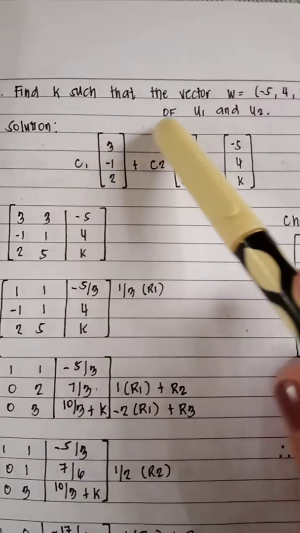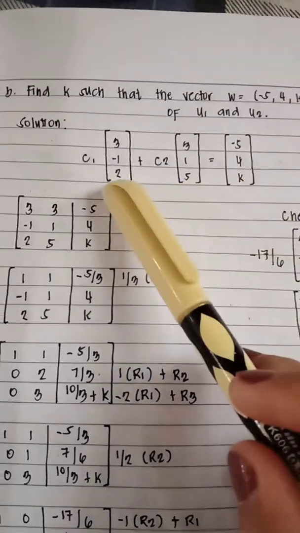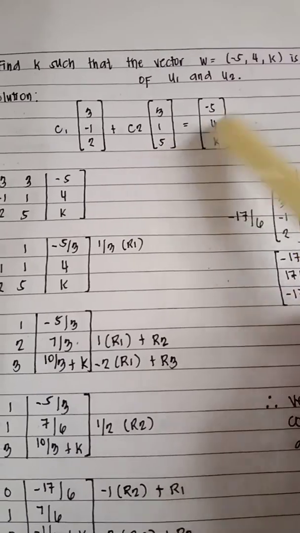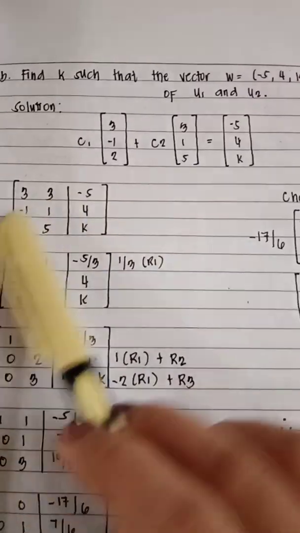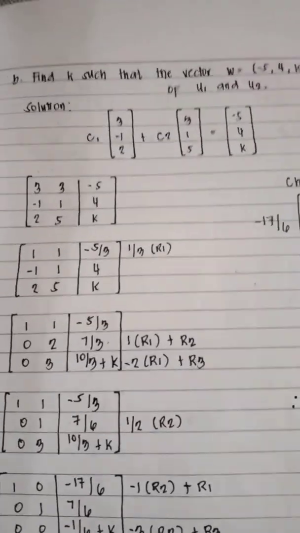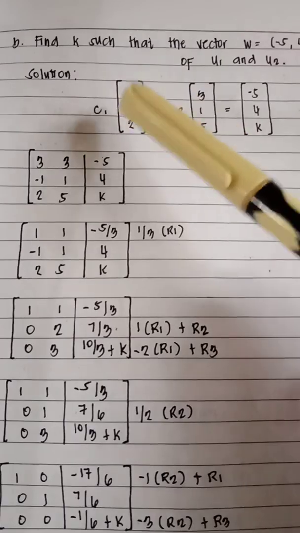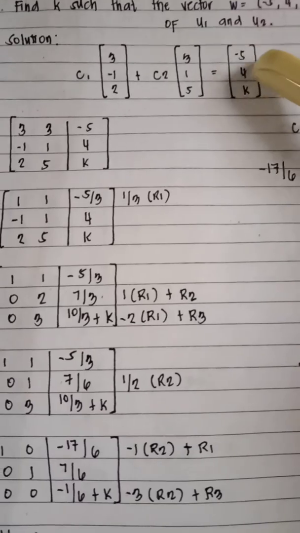So find k such that the vector w = (-5, 4, k) is a linear combination of u1 and u2. So, solution: c1(3, -1, 2) + c2(3, 1, 5) = (-5, 4, k). Same process; we need to find c1 and c2. In order to find c1 and c2, we will form the columns (3, -1, 2) and (3, 1, 5) into a matrix and augment it with (-5, 4, k).